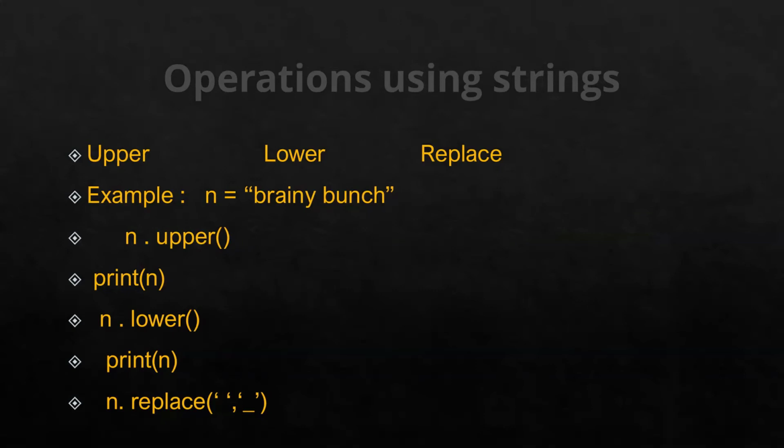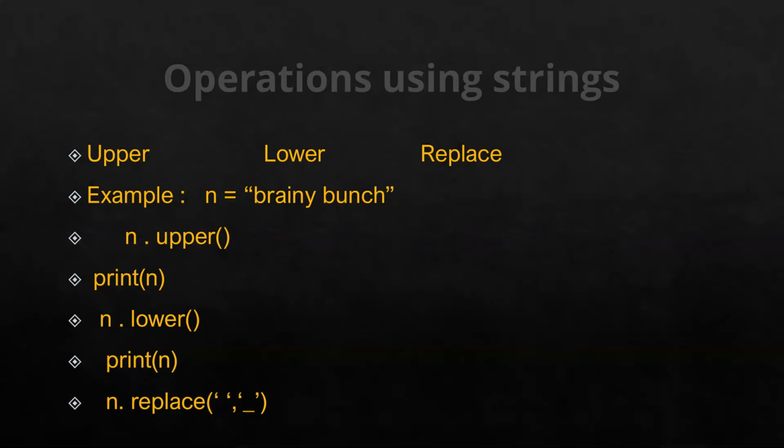As we know, in brainy bunch, all the characters are in lowercase letters. I am going to convert this into uppercase letters by using the upper function, so obviously it gives me uppercase letters. Whereas with the lower function, as my variable is already in lowercase letters, it prints as it is.